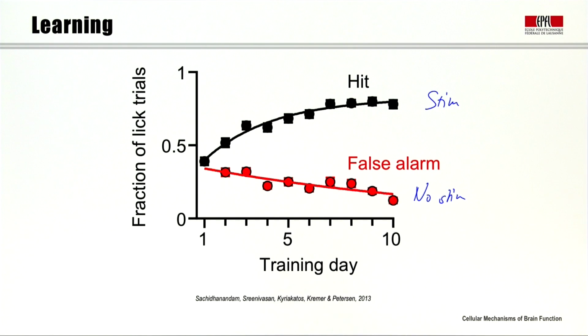Through trial and error and reward-based learning, the animal learns that licking after a stimulus is a good thing, and it begins to pick up something like 70–80% of the trials in which we stimulate and licks in response to that stimulus. It also learns that when there's no stimulation, there's no point in licking, and so it learns to suppress the licking in the absence of a stimulus. And it's really the divergence of these two curves that tells us that the animal has learned the behavior.